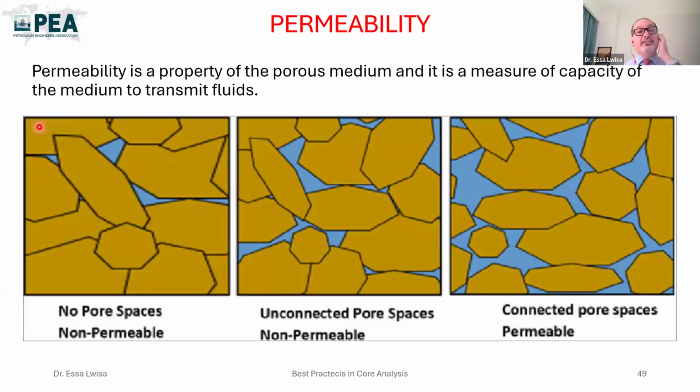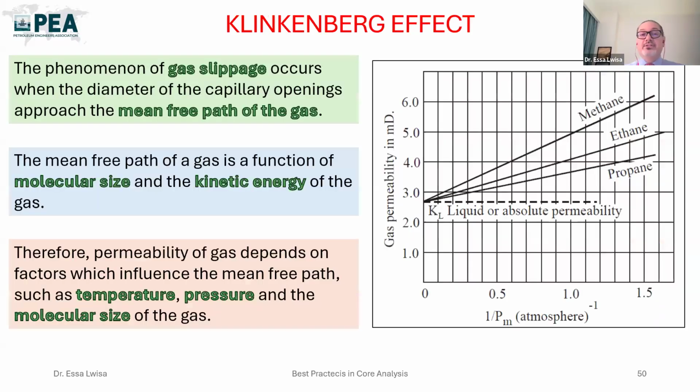Permeability is a property of a porous medium. Absolute permeability is the property of the porous medium, and it is a measure of the capacity of the medium to transmit fluid, to let the fluid flow. Now, we can measure permeability to liquid, and we can measure permeability to gas. If you want to measure gas permeability, you have to keep in mind the Klinkenberg effect, the phenomenon of gas slippage.